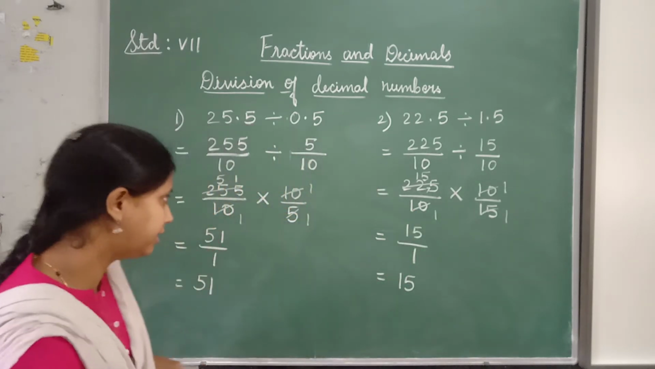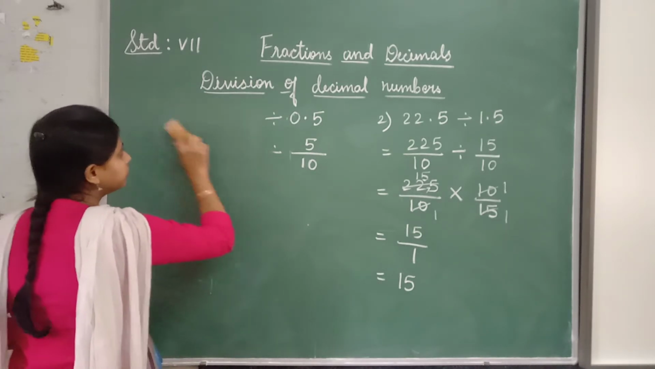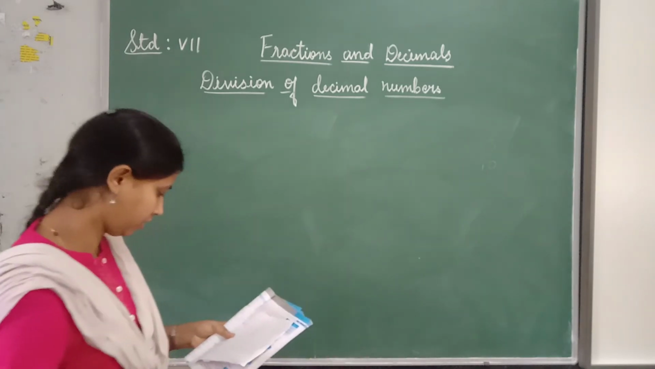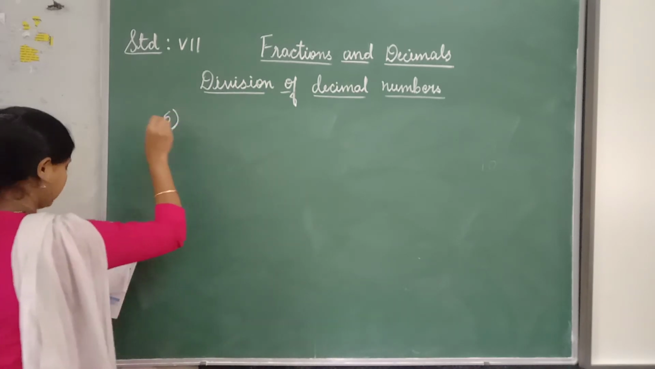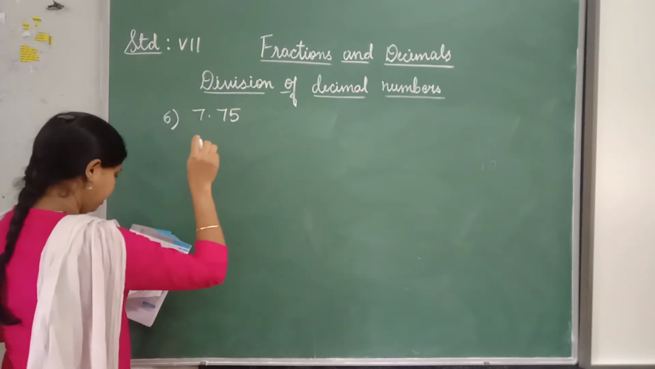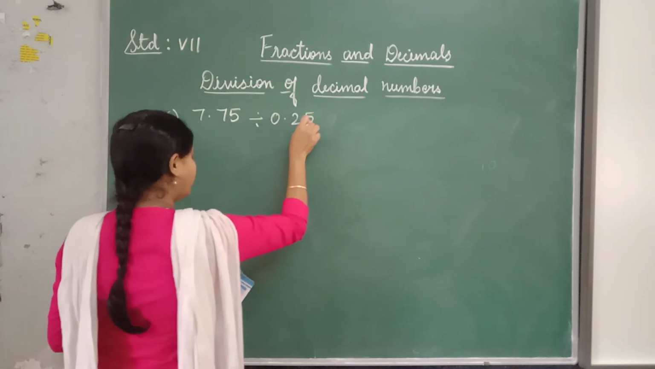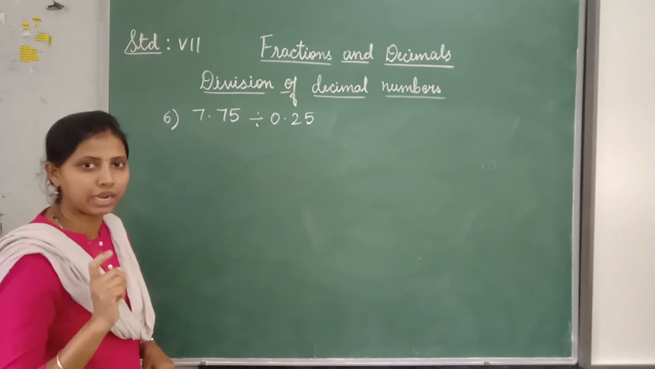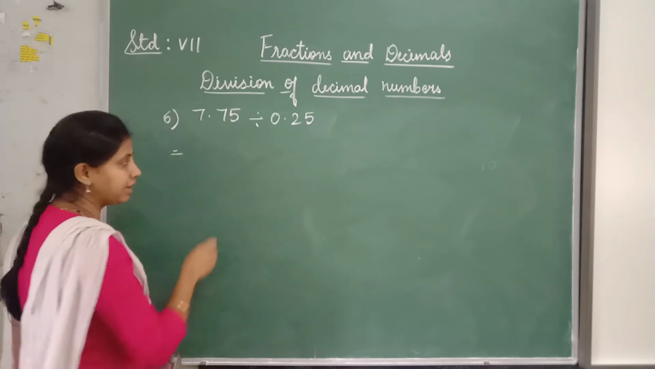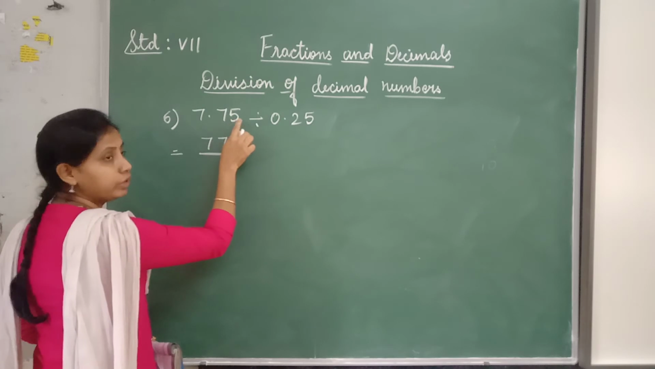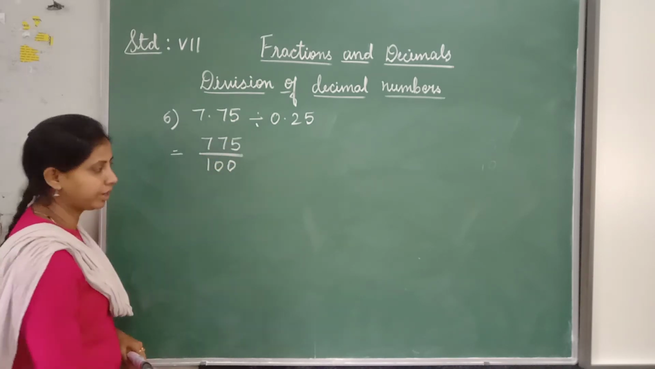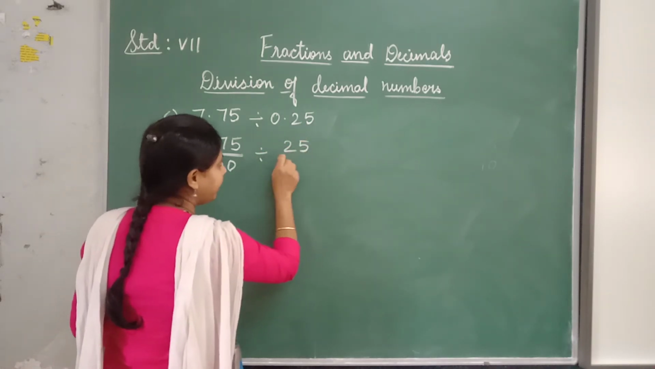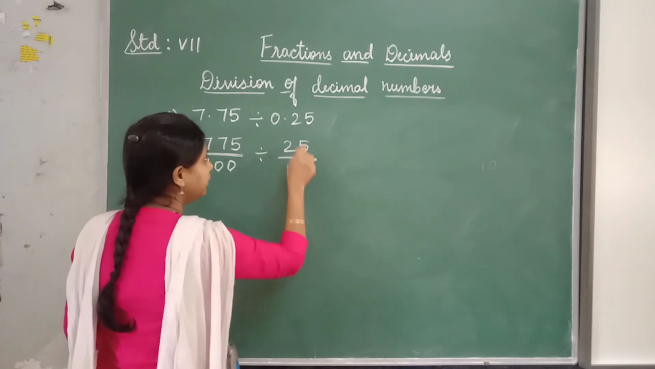Okay children, let's take one more example. 7.75 divided by 0.25. Okay children, again two decimal numbers we have to divide. So first step, convert into fraction form. So the fraction form of 7.75 is 775 upon, two digits means upon 100. Okay, two digits, two zeros, 100, divided by 0.25. So that is nothing but 25 upon two digits, so upon 100.